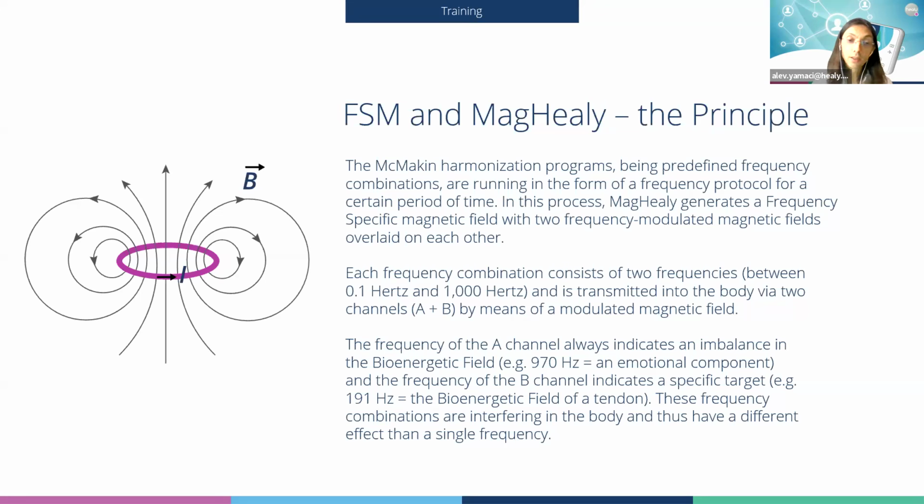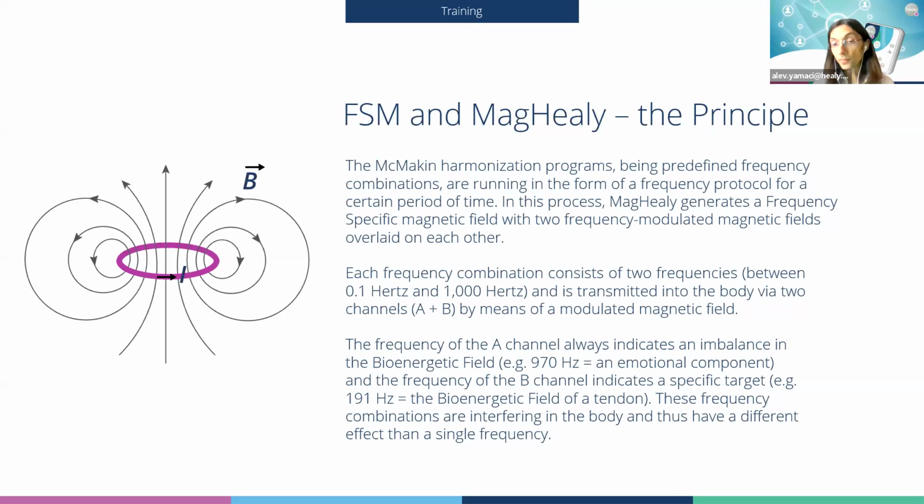And those are usually, so especially for McMakin applications, they are in the range of 0.1 hertz to 1,000 hertz. And that's also the range usually the human body emits frequencies, which you know if you saw my last presentation, I think, because I think there I mentioned this effect. Yeah, and you have those two channels, basically A and B, and they are basically applied to the human body.